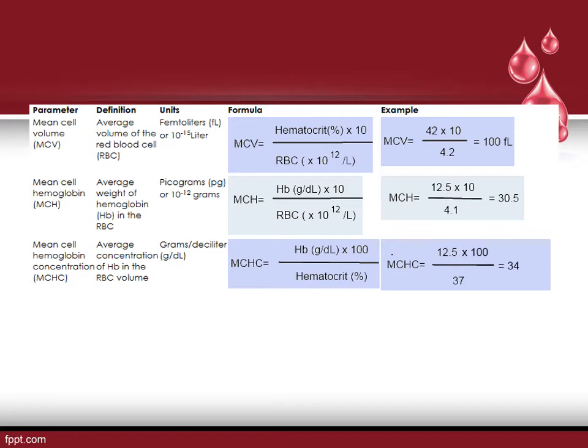Lastly is mean cell hemoglobin concentration, or MCHC, or mean corpuscular hemoglobin concentration. It is the average concentration of hemoglobin in the RBC. The unit is grams per deciliter, or g/dL. MCHC equals hemoglobin in grams per dL times 100 over hematocrit, in percentage.